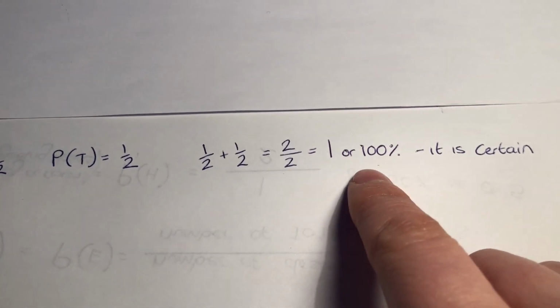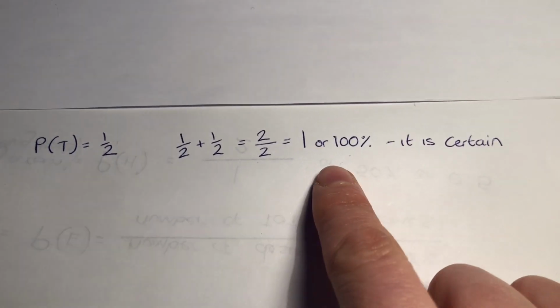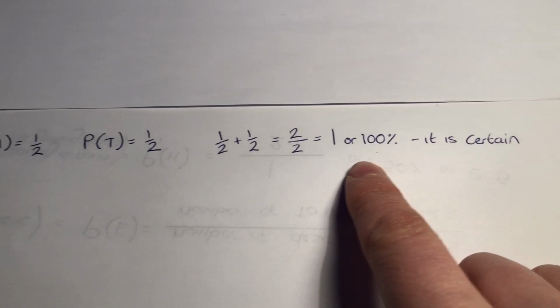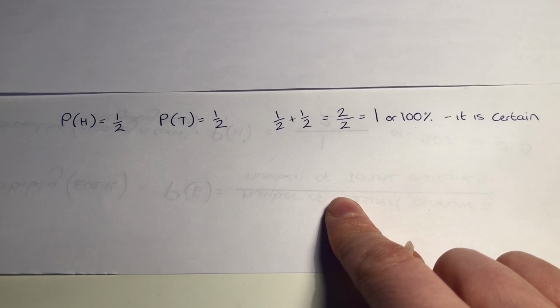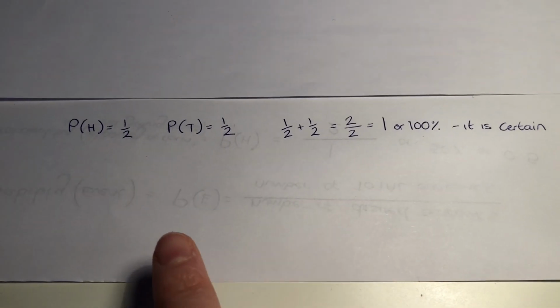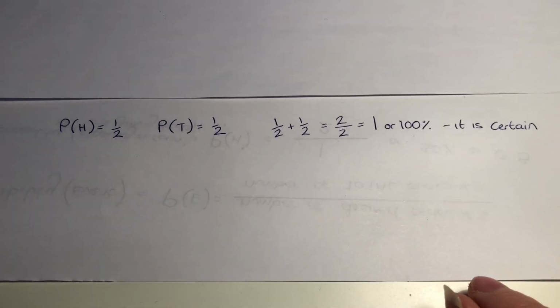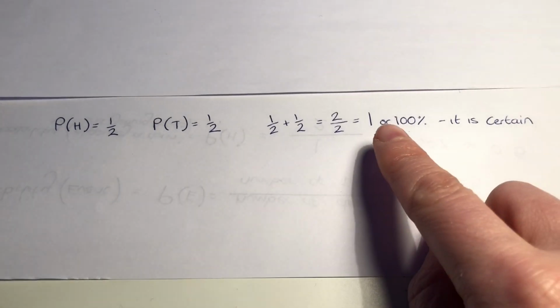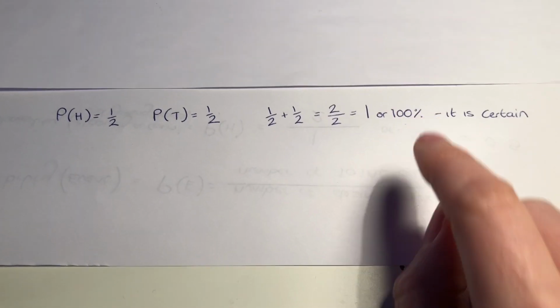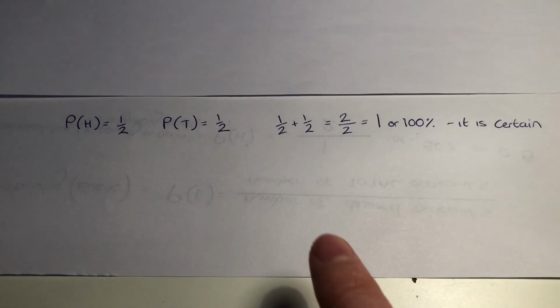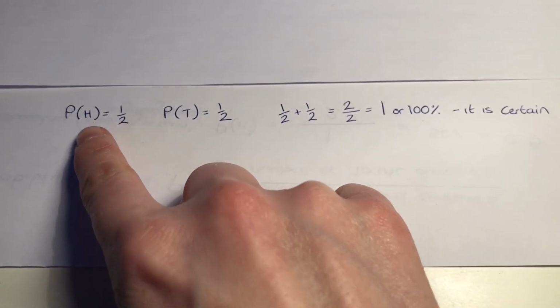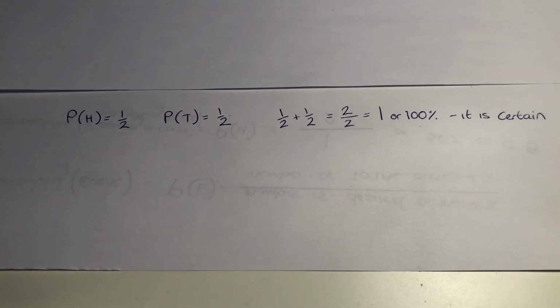Remember that those are the certain probabilities. And this is true for all trials. If we looked at the probability for every outcome and added them all together, they will make one whole, or 100%. And this is a good way to check that we have worked out our probabilities correctly.